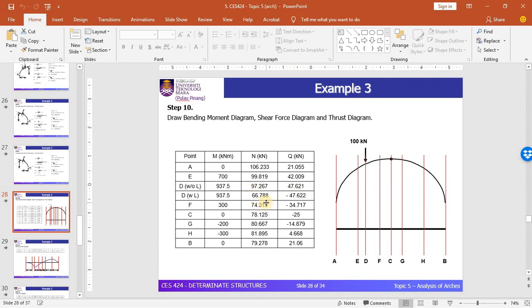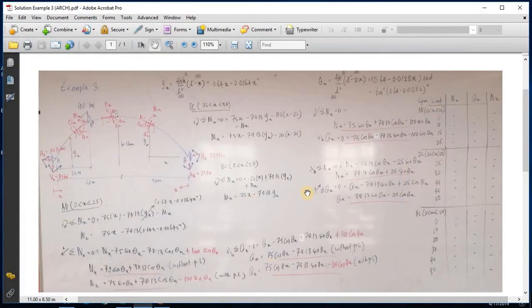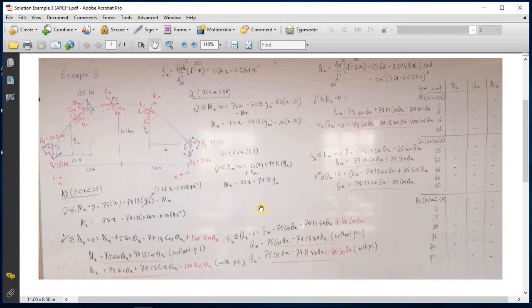Due to that, I have one simplified method that you can use to get this data without repeating the procedure many times. So let's look at the solution. This is the solution that I have redone. This is my handwriting, so I hope you can see it clearly. Don't worry, I'm going to share this in a Dropbox.